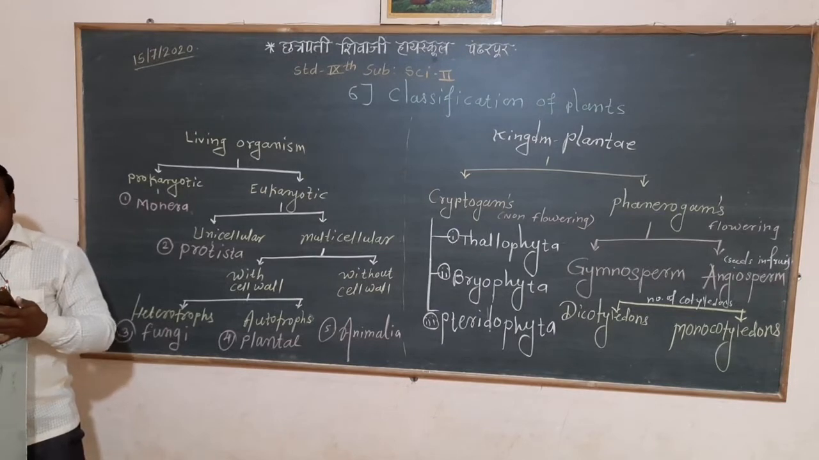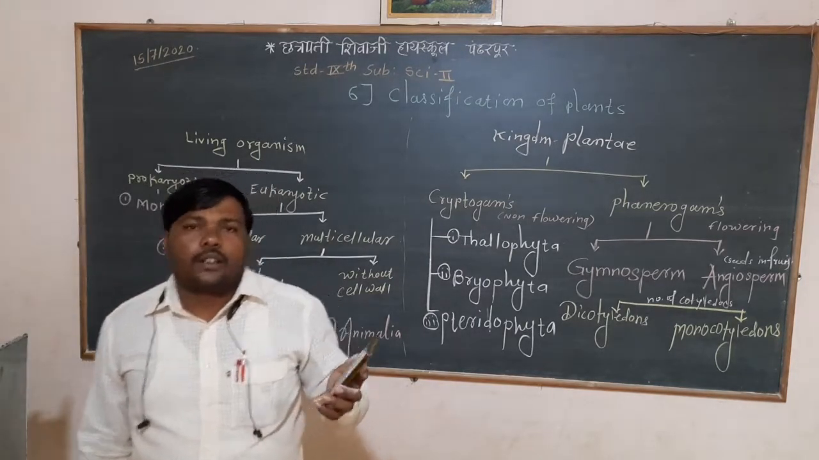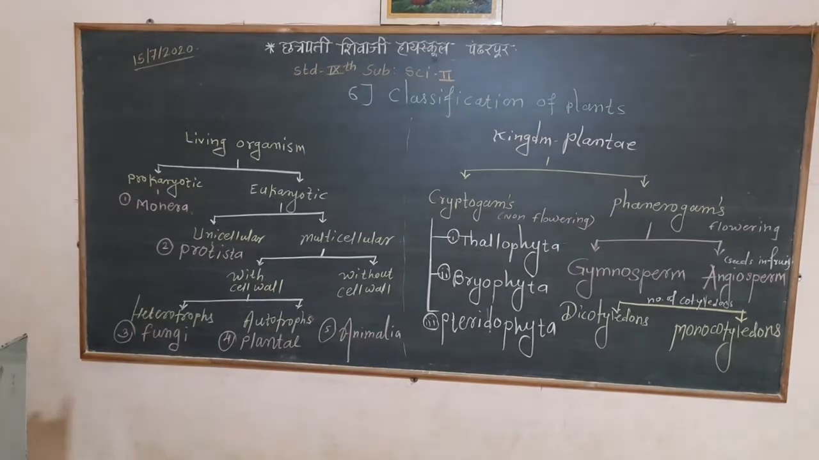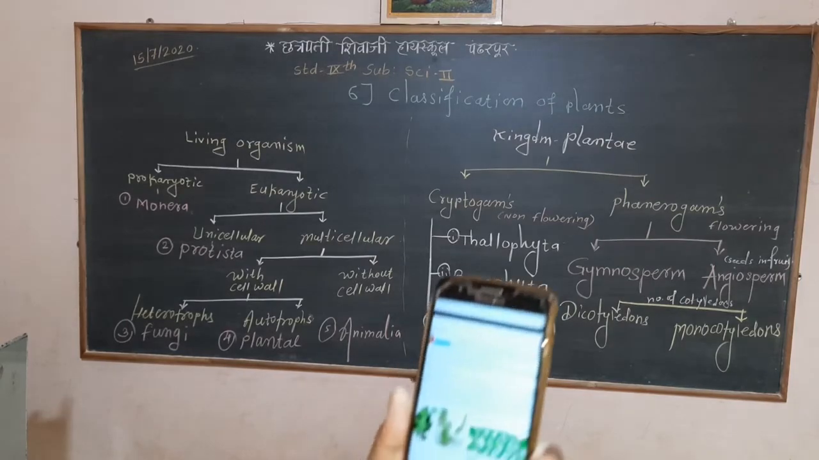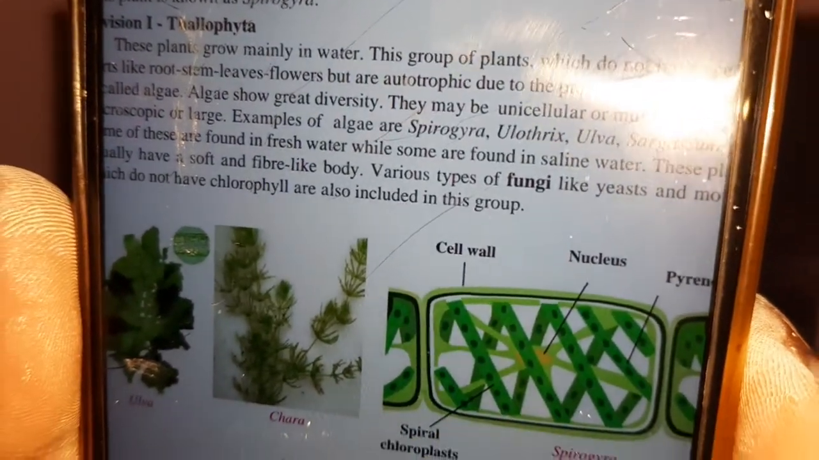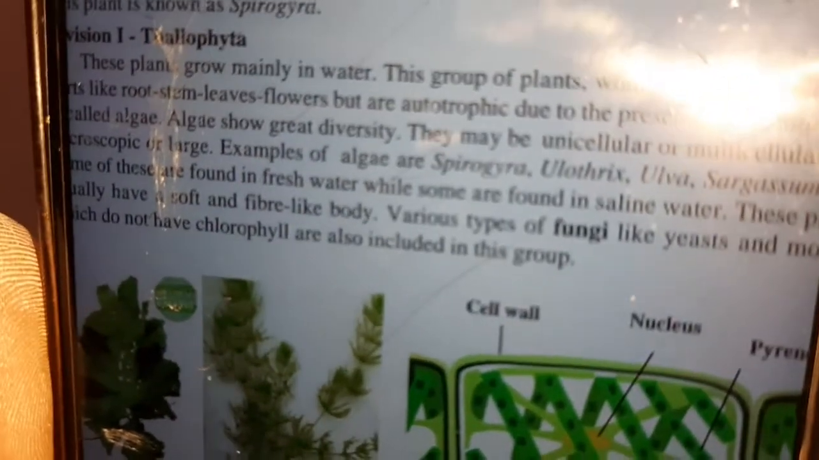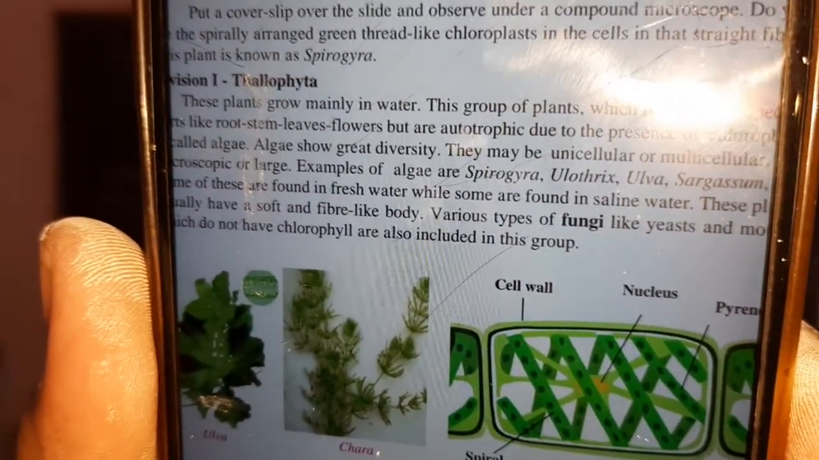They may be unicellular or multicellular, microscopic and also very large. We know that algae like sargassum can be very long, about 60 feet in length. Some are freshwater and some are marine, and we have to see some examples. This is very important. Look here, the various types of algae are present.